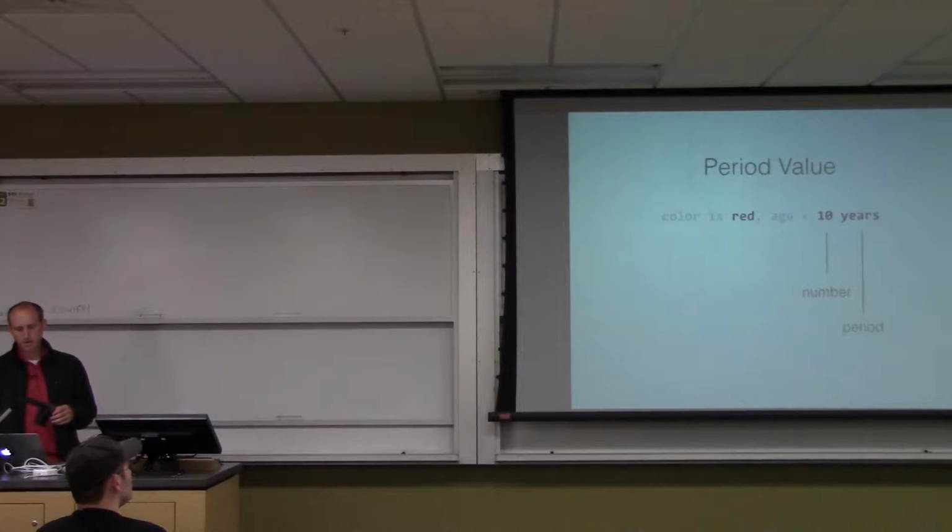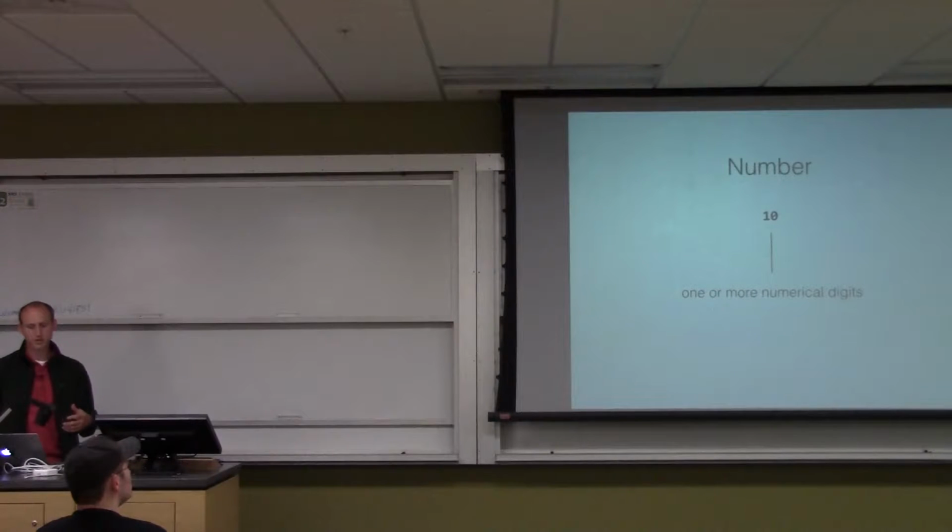That's kind of restrictive, but in our use case, I think it'll work just fine, and it'll keep our examples simpler. And for our period value, we're going to break this into two different parts. You've got a number and a period. And you combine those two together to make a period value. So a number is really easy, one or more numerical digits. And then a period, we'll say it's either years, months, or days, one of those three.